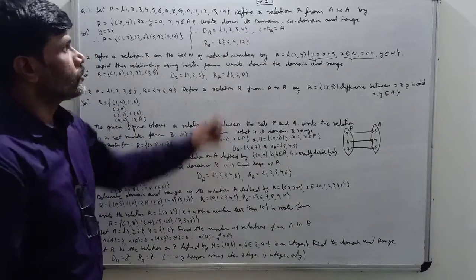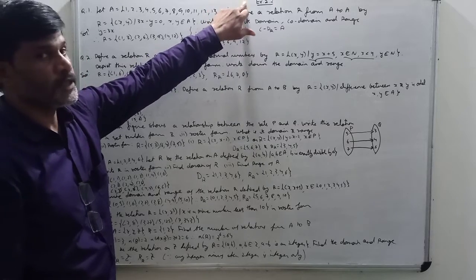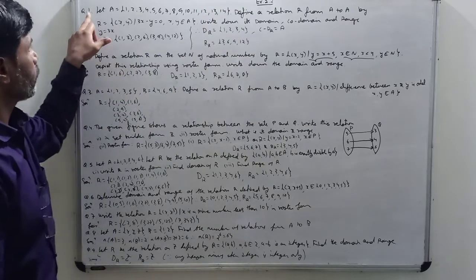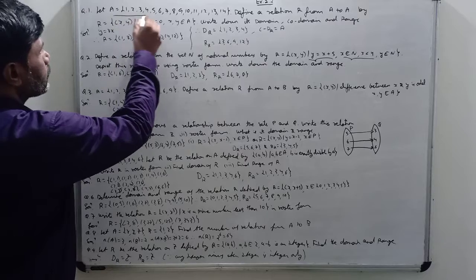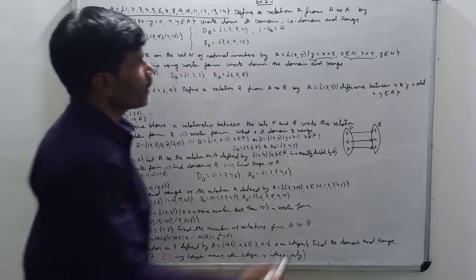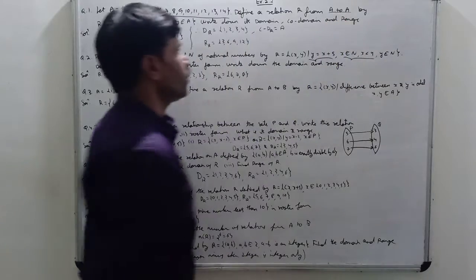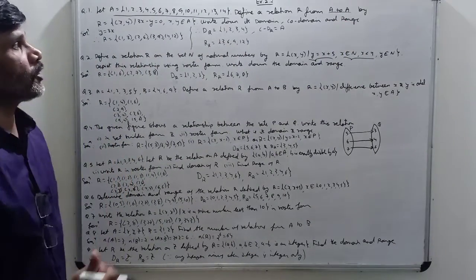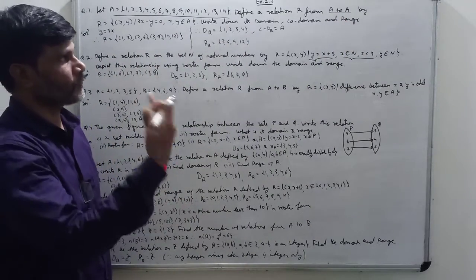Exercise 2.2, Standard 11, Relations and Functions. Question number 1. Let A be a set 1 to 14. Define a relation R from A to A. Actually, relation means what? A subset of A cross B is called a relation from A to A.